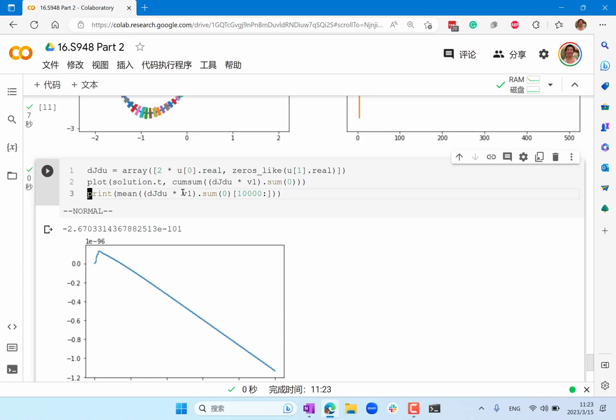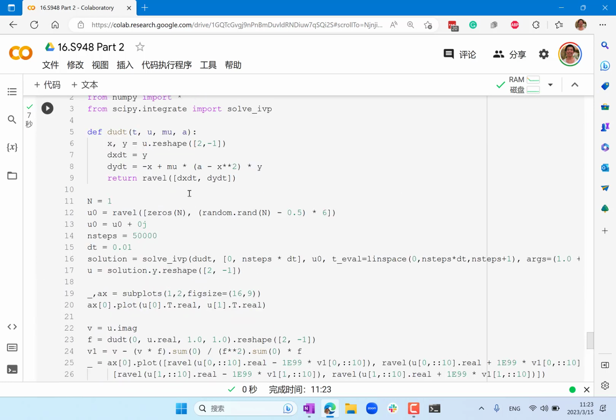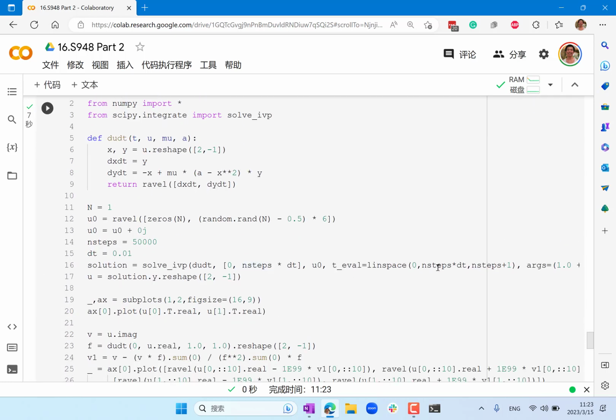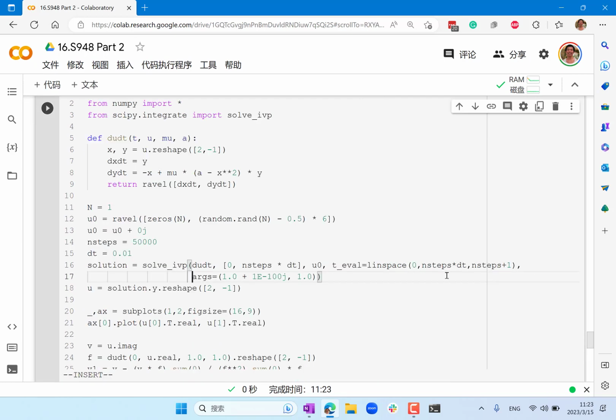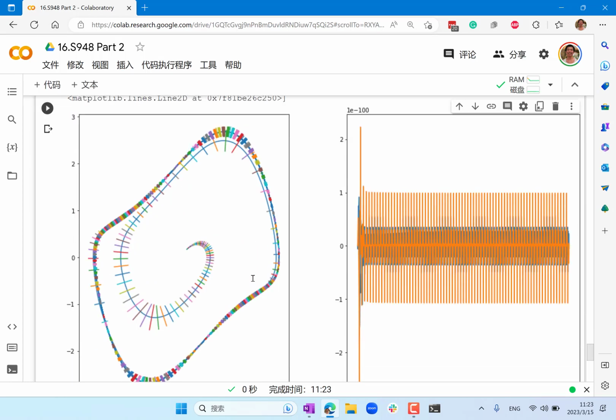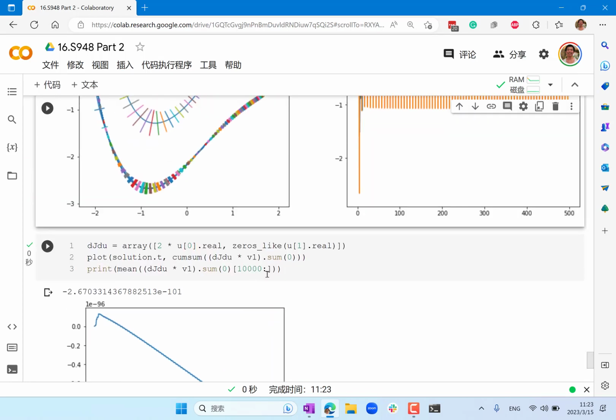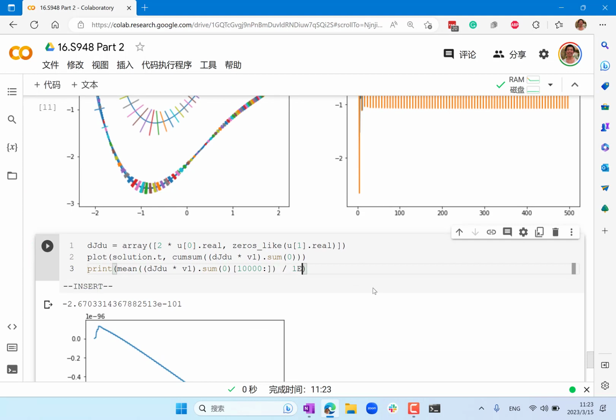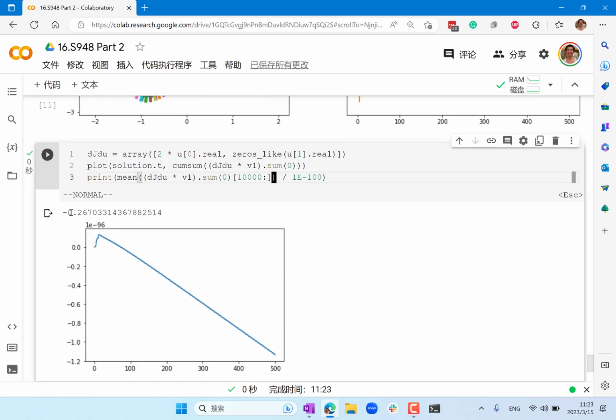Well, we remember we perturb the parameter by 10 to the minus 100, right? So when we solve the tangent equation, the argument mu has been perturbed by 10 to the minus 100. So when we look at the derivative, we should also divide it by 10 to the minus 100. So the derivative turns out to be minus 0.26.